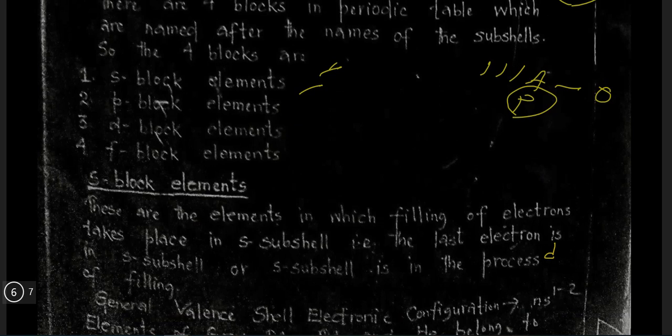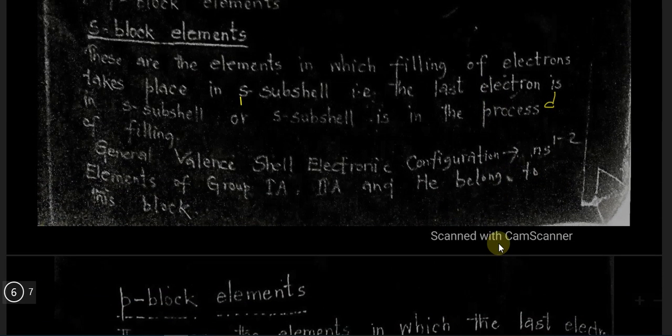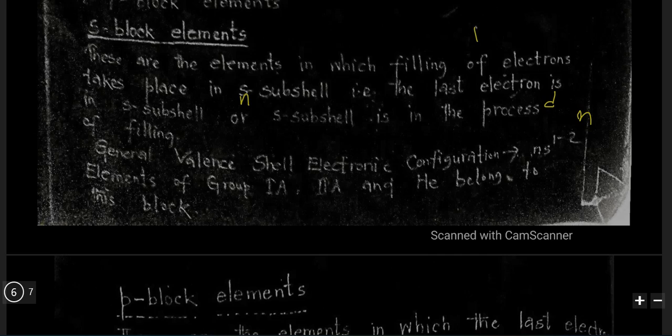In S block elements, the last electron is present in the S subshell, so the S subshell is being filled. The general valence shell electron configuration is ns1-2. Elements of groups 1A, 2A and helium belong to this block.